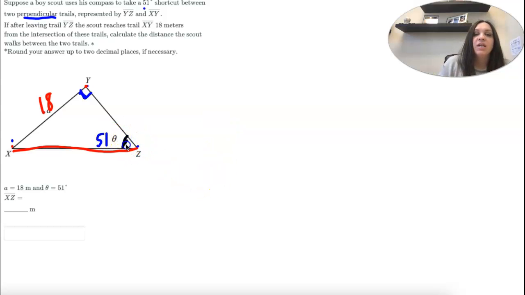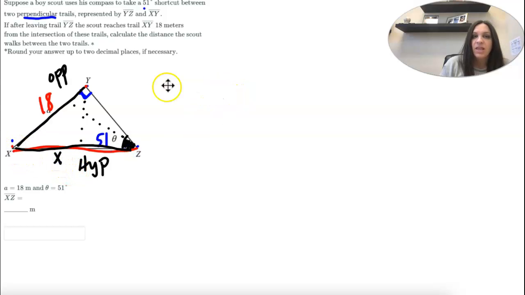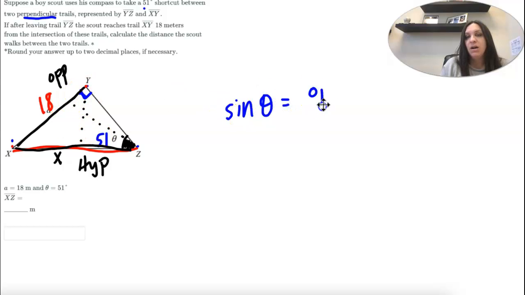Okay, so here I have theta. Across from theta is the opposite side. Across from the right angle is the hypotenuse side. So this is what I know. This is what I'm trying to find out. So that tells me which. Am I going to use sine, cosine, or tangent? I'm going to use sine because I know the opposite and I need the hypotenuse. I know nothing about the adjacent. I'm not going to use cosine or tangent.